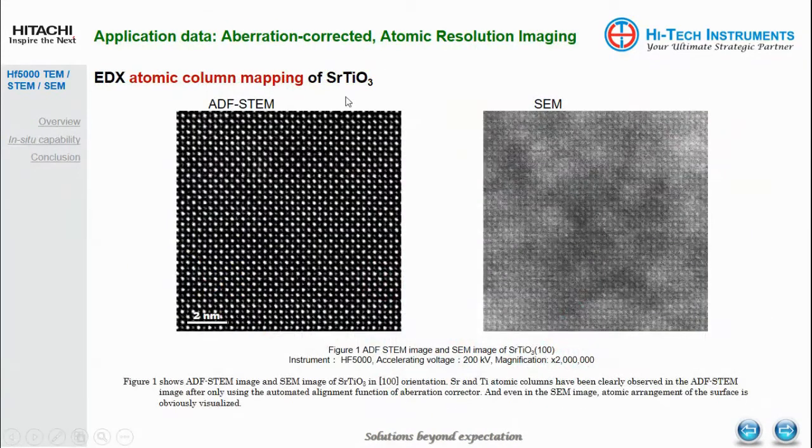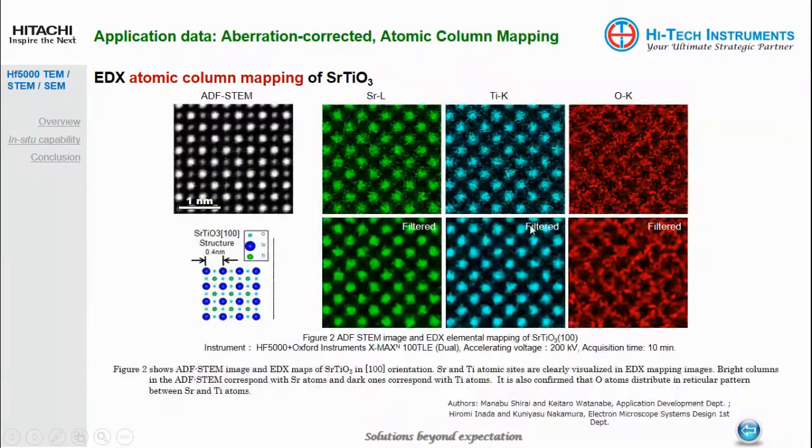And this is another example, strontium titanium oxide. This is the dark field STEM, and this is the SE imaging. You can see that this one shows carbon on top of your sample, because it gives you the surface imaging. You can also have atomic resolution on your SE and your dark field STEM. And this is the EDS atomic column mapping. So all the atoms can be accurately and nicely mapped, even the oxygen here.